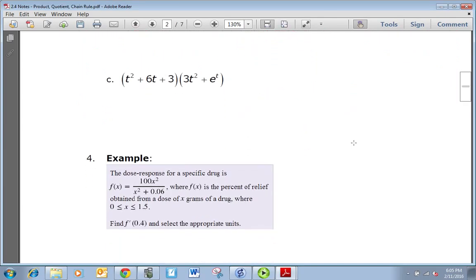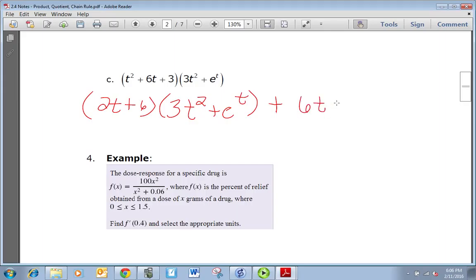All right, one more product rule. So derivative of the first is 2t plus 6 times the second, 3t squared plus e to the t, and we're going to add derivative of the second, which is 6t plus e to the t, times the first. First is t squared plus 6t plus 3. And again, you do not need to simplify that. It's just fine the way it is.